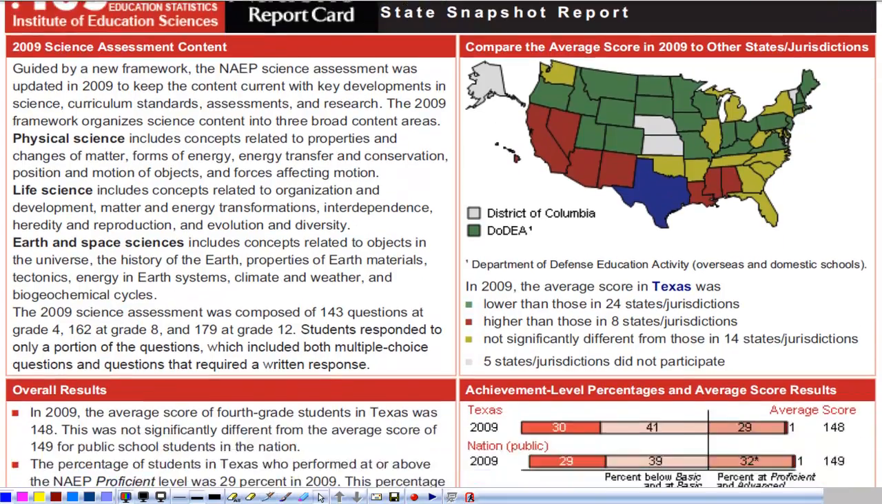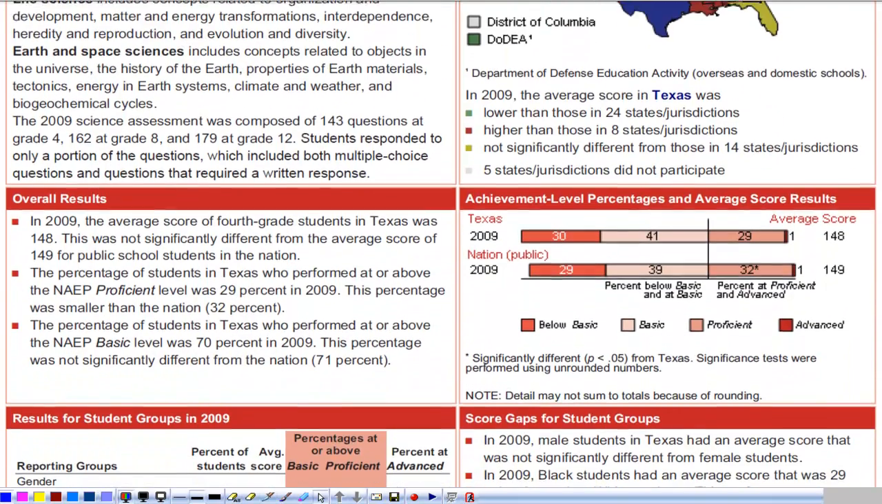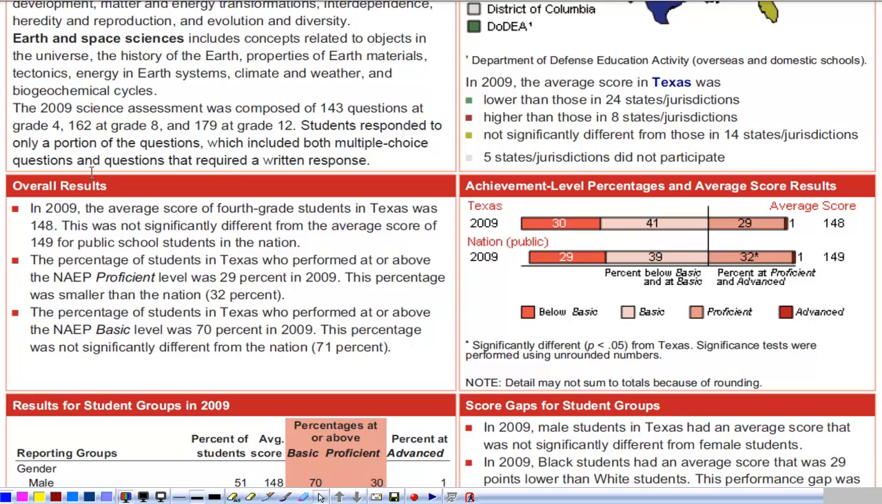Okay, so let me scroll down here. And the first thing we're going to look at is these overall results. And what this is doing is comparing Texas with the nation. Your summary information over here is describing what's being displayed in this graph.